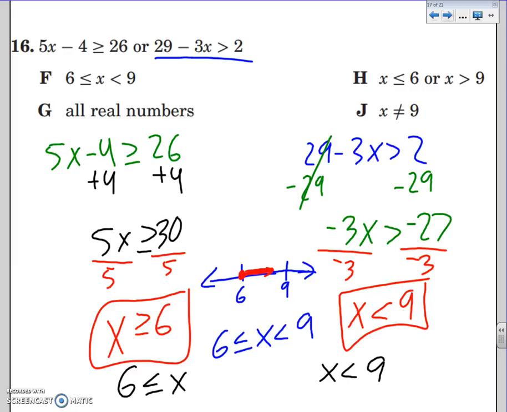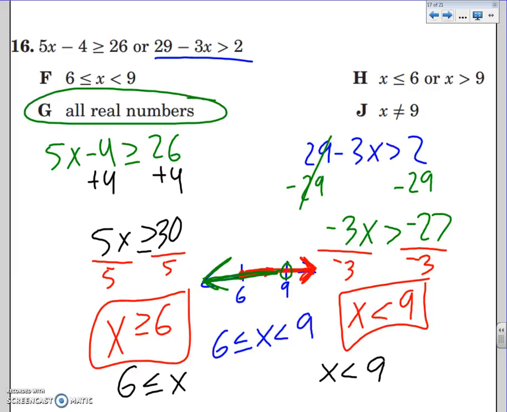So when I graph x is greater than or equal to 6, I go all the way and keep going. So 100 would be good. That's my first one. Then for my second one, x is less than 9. I go left all the way. If you notice, I shaded the entire number line. So this answer is actually G, all real numbers.